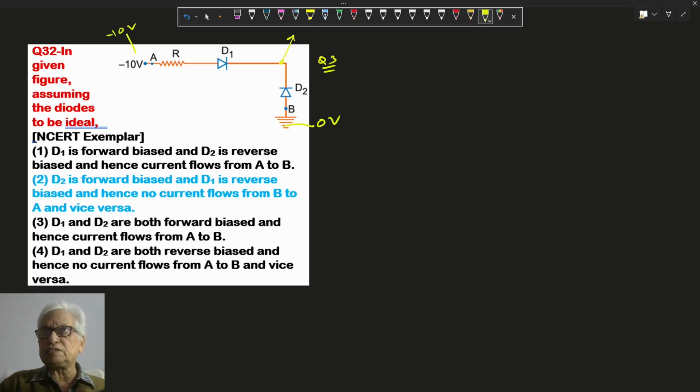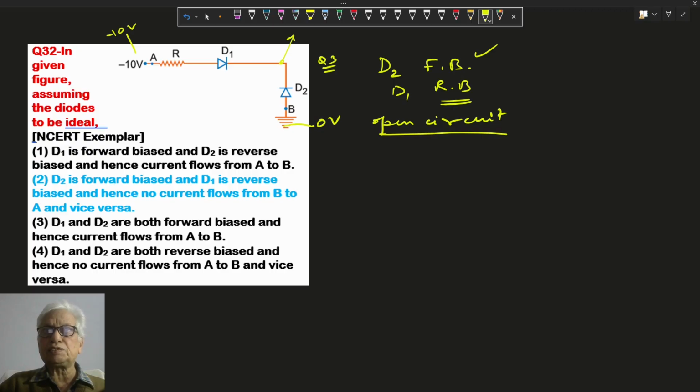Because of the biasing, the D2 diode is forward biased and D1 is reverse biased. D2 conducts, but D1 will not conduct. Ultimately, they are in series, so this circuit will behave like an open circuit. It means D2 is forward biased and D1 is reverse biased, so there is no current flowing. The current in the circuit is 0. So option 2 is correct.